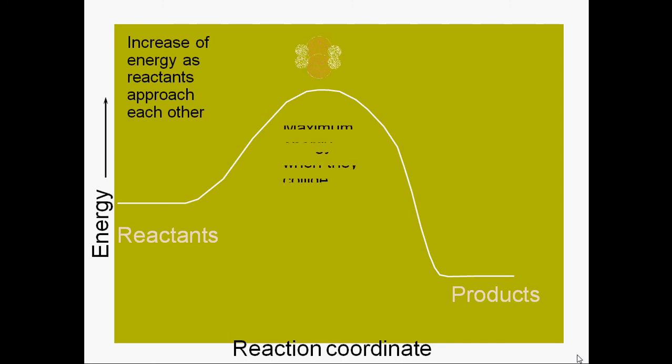Okay. Now we reach the absolute maximum amount of energy at the moment that those molecules essentially collide. It's the closest they get together. It's the most distorted the orbitals get. That's the moment when bonds are broken because they can't handle that additional energy anymore. Right?